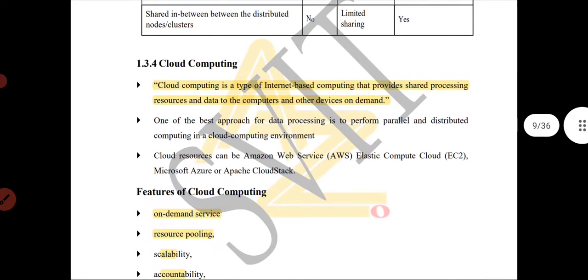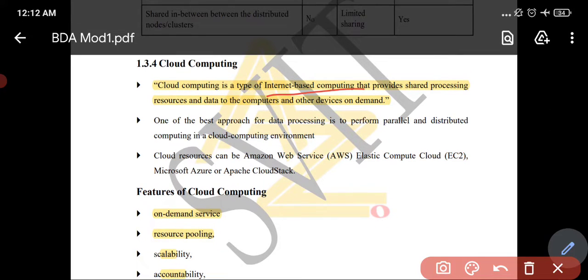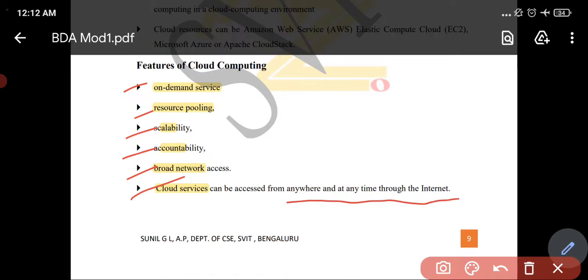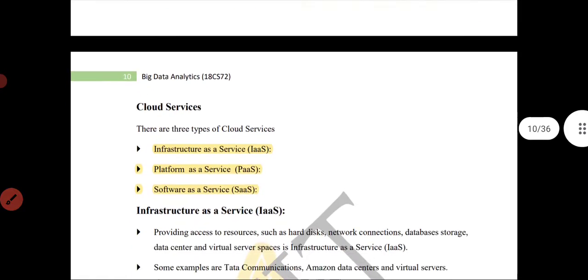And the next one is cloud computing. Cloud computing is nothing but internet based computing that provides shared processing resources and data to computers and other devices on demand. So on-demand services are provided in cloud computing. The features of cloud computing are on-demand services, resource pooling, scalability, accountability, broad network access, and then cloud services. That is, it can be accessed from anywhere at any time through the internet. That is one of the features of cloud computing.